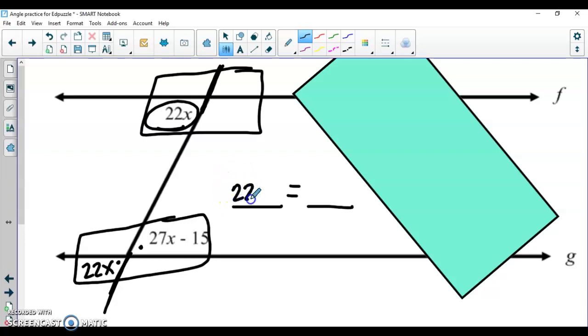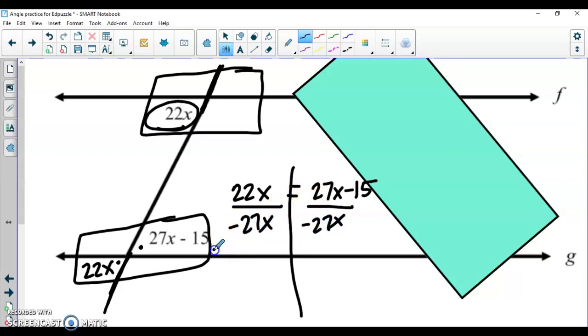So if I have 22x and I have 27x minus 15, in this case, usually we move the smaller of the variables, but we're going to actually have to move the bigger one here. So I'm going to move 27x. And negative 5x is equal to negative 15. Divide by negative 5, and x equals 3 degrees.